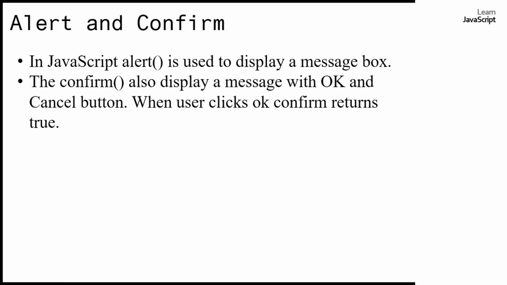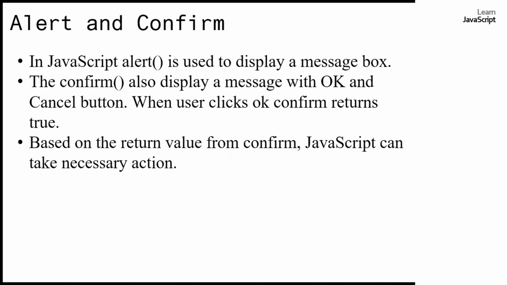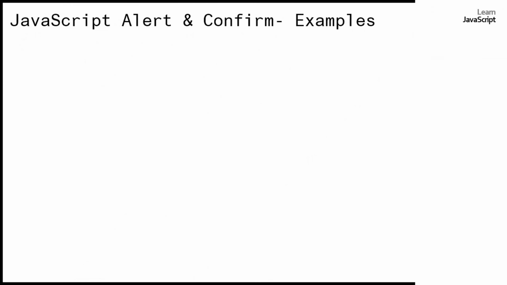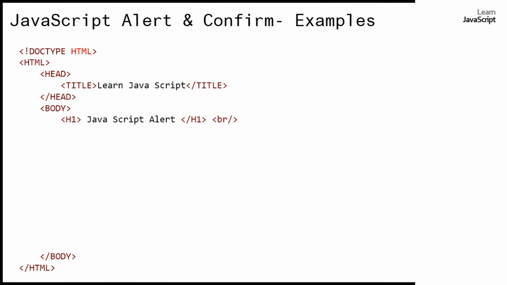When user clicks OK, the confirm will return true. Both are actually a function call. The confirm function call will return true when user clicks OK button. Based on the return value from the confirm call, JavaScript can take necessary action. Let us look at an example.